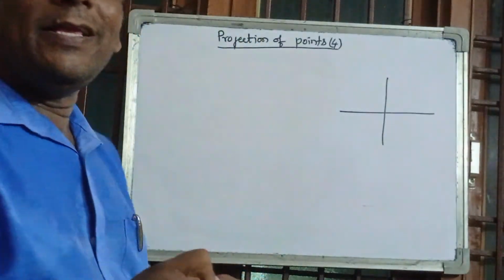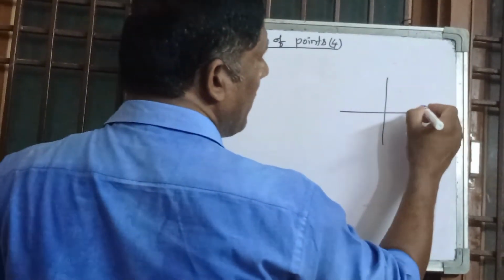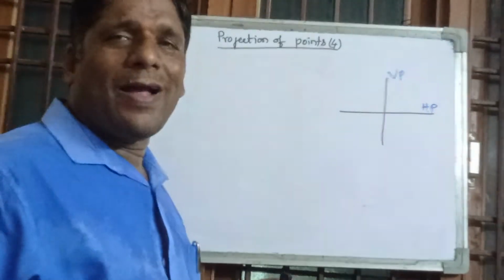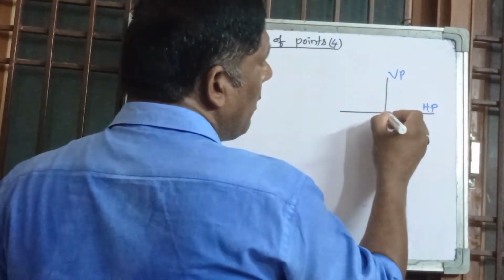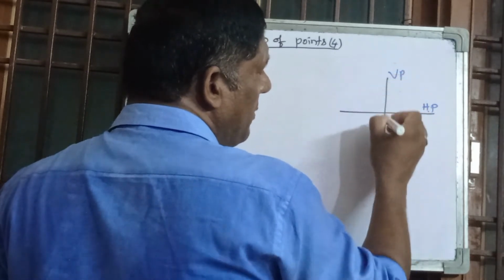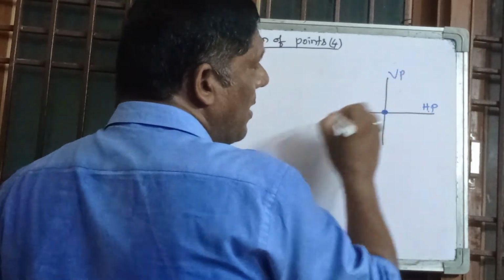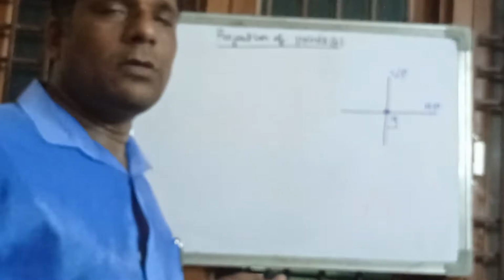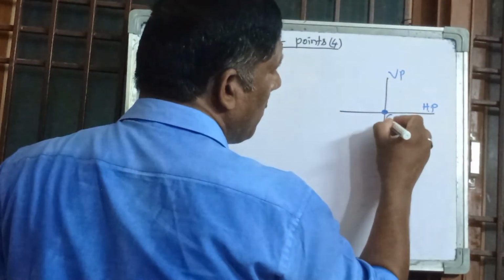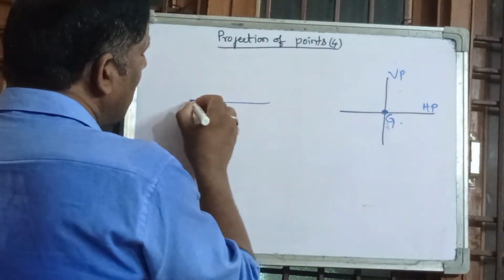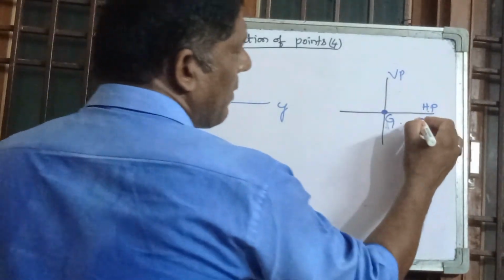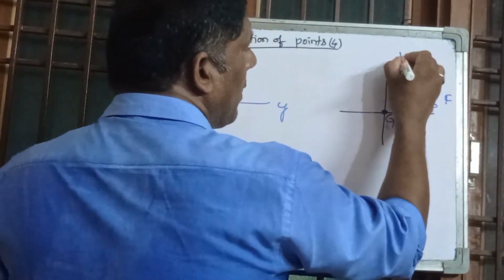Suppose the point is on HP and on VP, draw its projections. This is HP, this is VP, horizontal plane, vertical plane. The point is on HP and on VP, meaning on HP means on this line, on VP means here. So directly it is on the origin. The point name is G. Just draw the XY axis line, and observe from the front, from this side, and top view from this side.